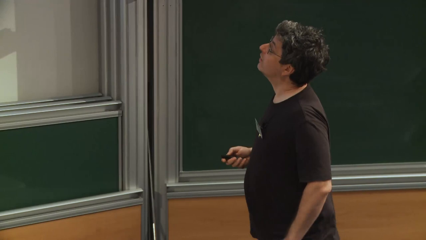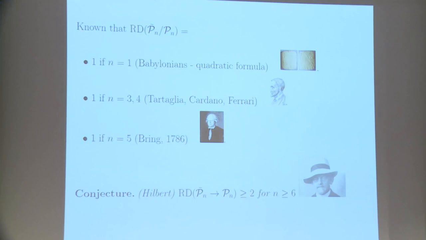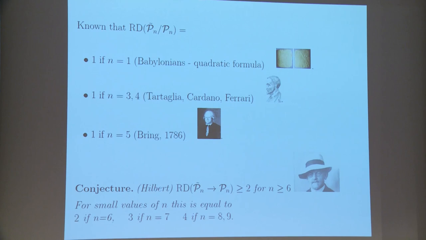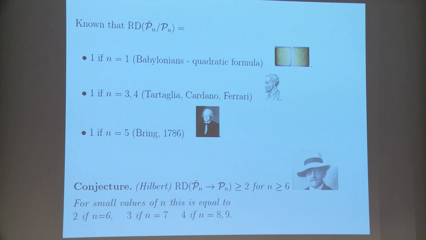And then, well, Hilbert was interested in this kind of question. He conjectured that for n greater or equal to 6, the resolvent degree was greater or equal to 2, and in particular, for small values, he had computed and made some conjectures. So n equals 6 is 2, n equals 7 is 3, this is the one that has to do with, if you look at the 13th problem of Hilbert and the ICM address, it has to do with n equals 7. And then it's 4 if n equals 8 and 9.